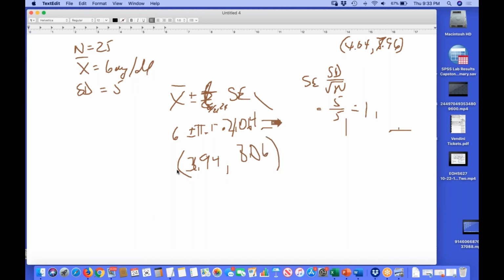And what's happened to our confidence interval? It's become wider. And why has it become wider? It's become wider because we had to use the t-value instead of the z-value, because we're dealing with the standard deviation from a sample rather than from the population. Okay, now let's apply this to a problem where we do a hypothesis test.